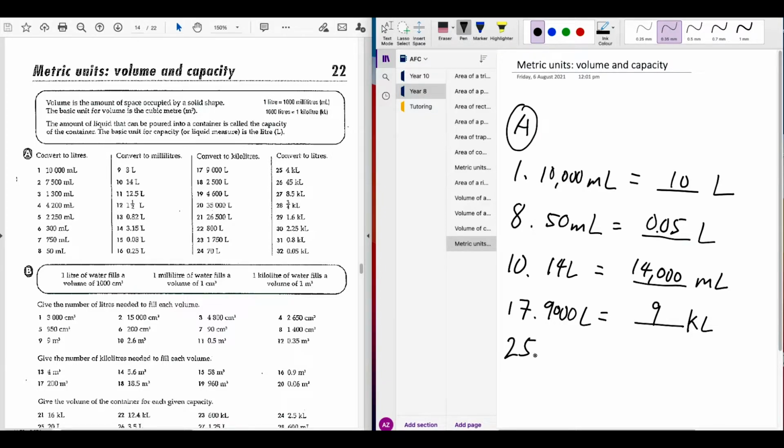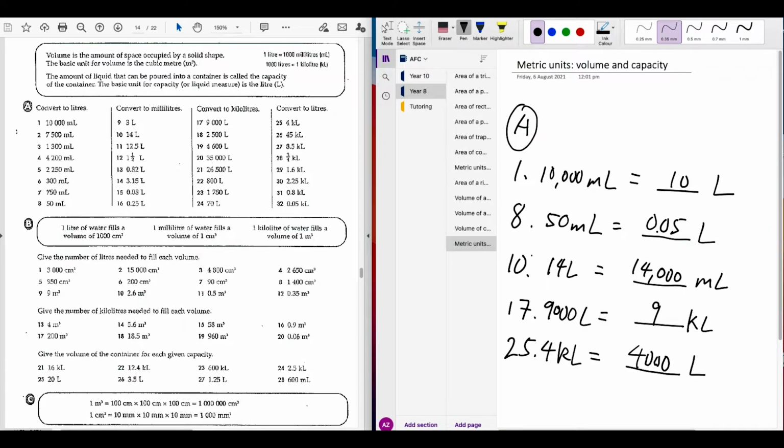Question 25. How do you convert from kiloliters? 4 kiloliters is equal to how many liters? Remember, to convert from kiloliters to liters, you times it by 1,000. So just times 4 by 1,000, you get 4,000. And you do the same with all these questions. For 32, how many liters in 0.05 kiloliters? You times 0.05 by 1,000 and you have your answer. Your answer should be 50 liters. So that's section A out of the way.